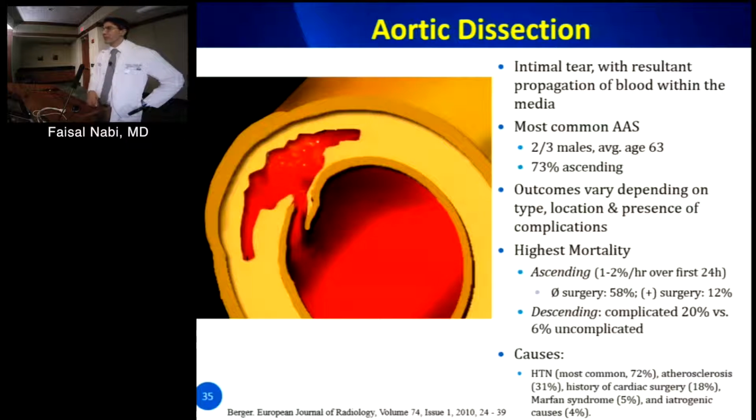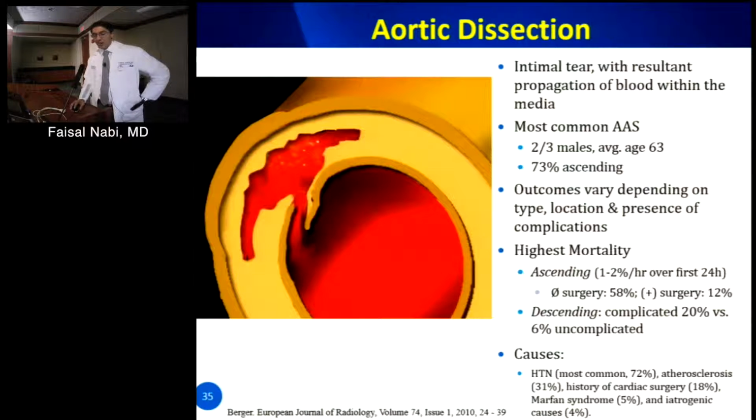With the ascending aorta, we've all heard this, you can have a risk of 1 to 2% per hour over the first 24 hours. So it's really important to make the diagnosis quickly and get these people to the operating room quickly. I've seen numbers all over the place, but in general, if a patient is inoperable, they have a 58% in-hospital death, and if you operate, mortality comes down to about 12%. For the descending aorta, it's also not without its risks: a complicated aortic dissection there has a risk of almost 20%, whereas it's 6% for uncomplicated disease.